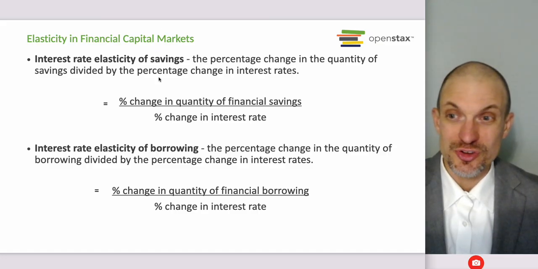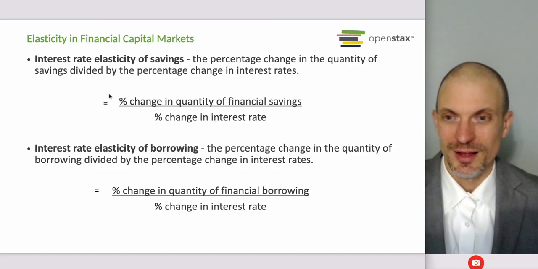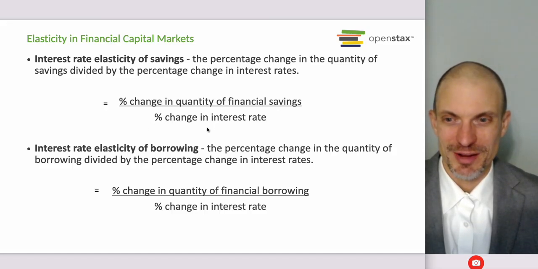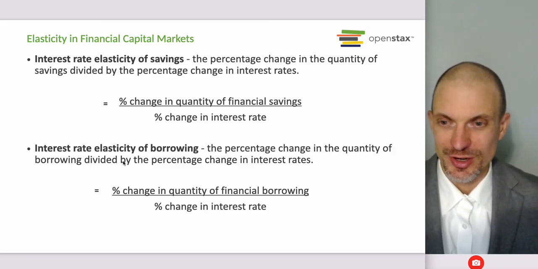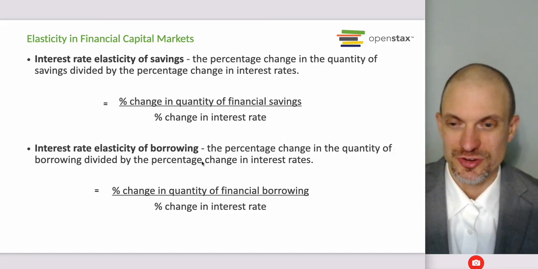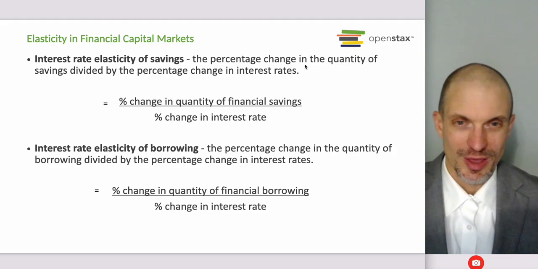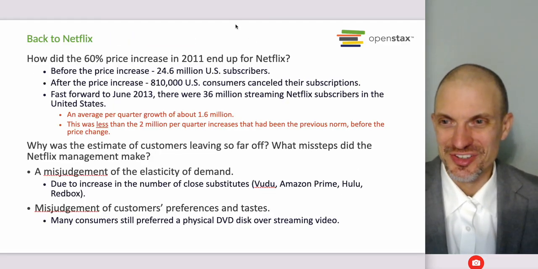Okay. And then interest rate elasticity. We have our interest rate elasticity of savings. So percentage change in quantity of financial savings divided by percentage change in interest rate. And then our interest elasticity of borrowing, that's analogous to the price elasticity of demand. So percentage change in the quantity of borrowing divided by percentage change in interest rates. Right, okay. These are interesting, I guess.